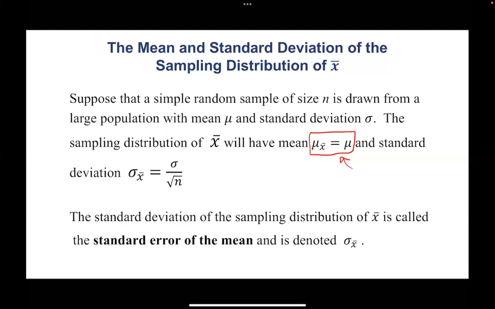For our standard deviation, we use this right here. You take sigma, which is your population standard deviation, and divide it by the square root of your sample size, n. You will see it called standard deviation and you will see it called standard error. They're the same thing. Standard error and standard deviation are the same thing here.